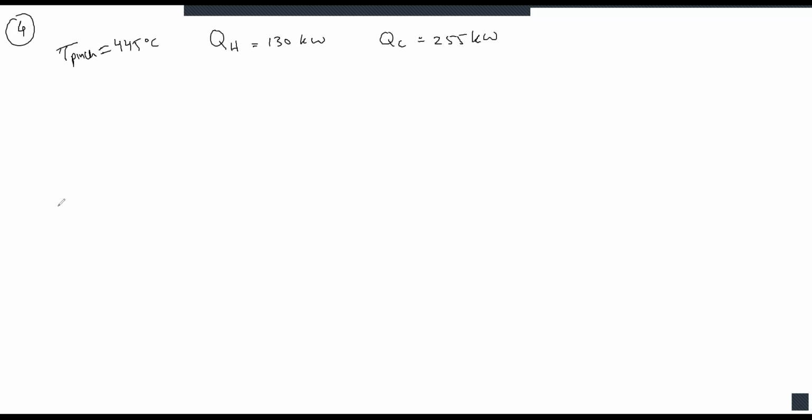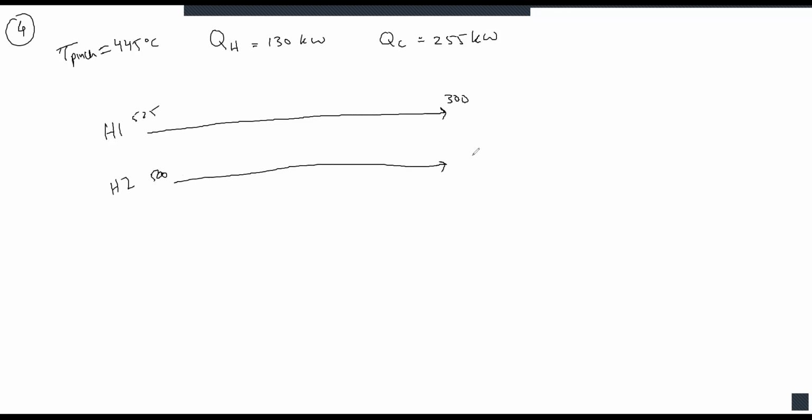And let's draw our stream. So I have H1. It's going from 525 to 300. I have H2 going from 500 all the way to 375. I have, sorry, there are 3 hot streams and 1 cold stream. So I have H3 going from 475 to 300.